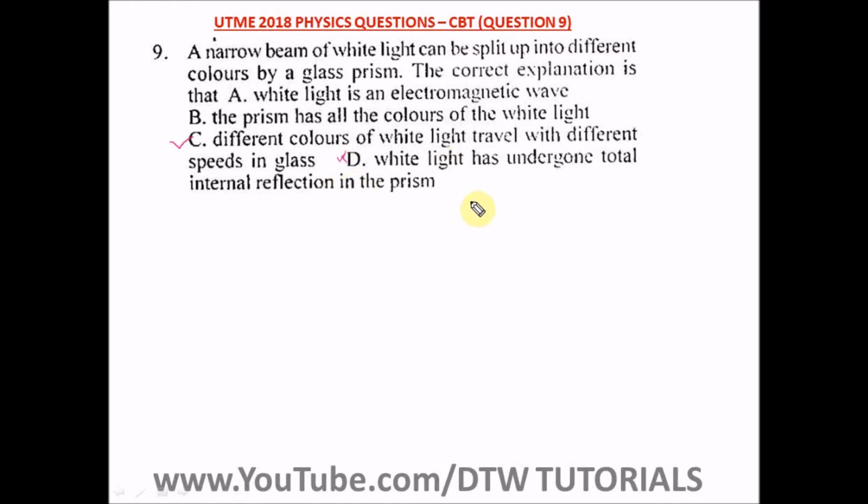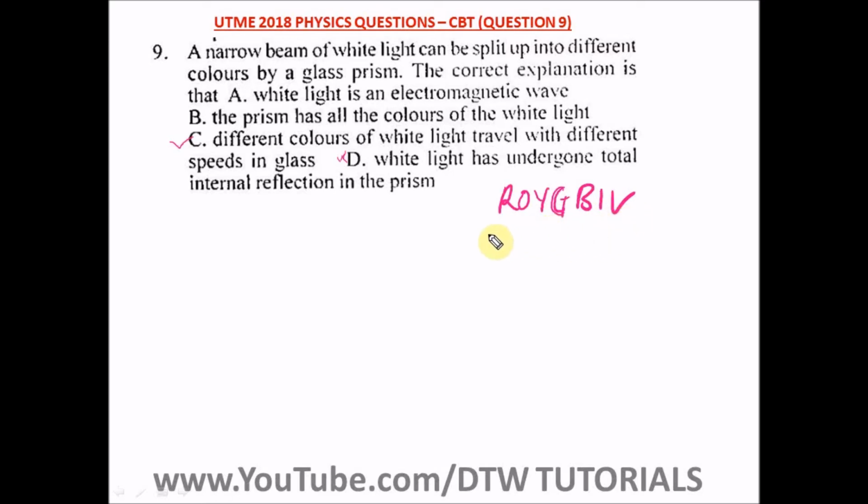Okay, I hope we remember white light, and when we're talking of white light, it is a mixture of several colors, and I hope we remember our ROY G BIV, where R is for red, O is for orange, Y is for yellow, G is for green, B is for blue, I is for indigo, and V is for violet.